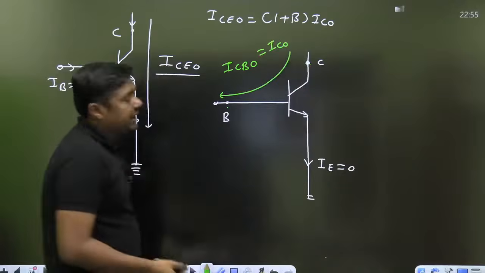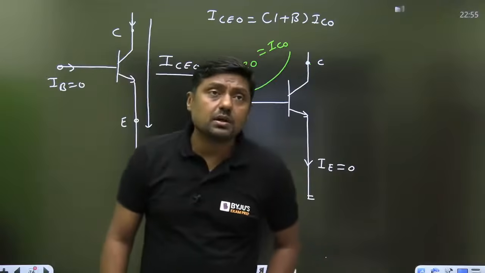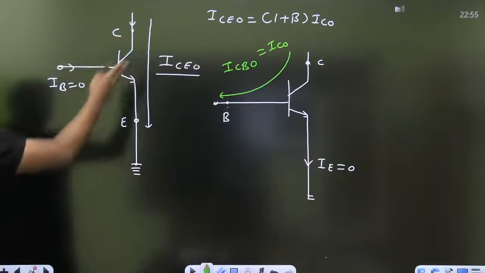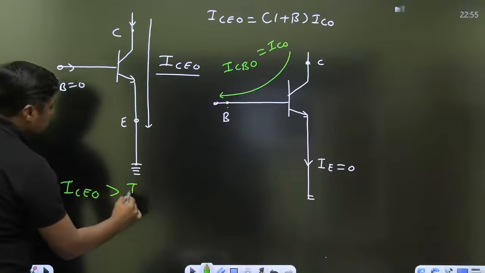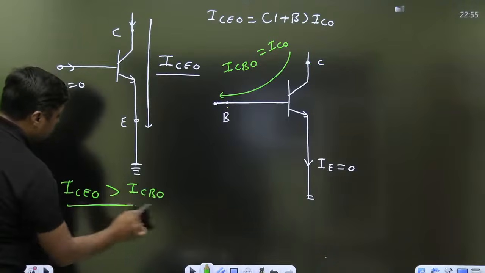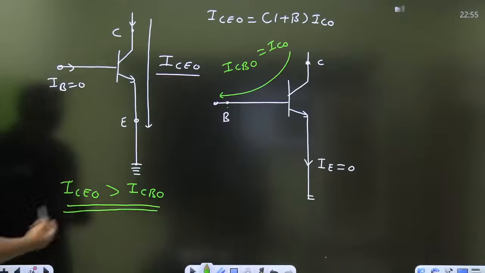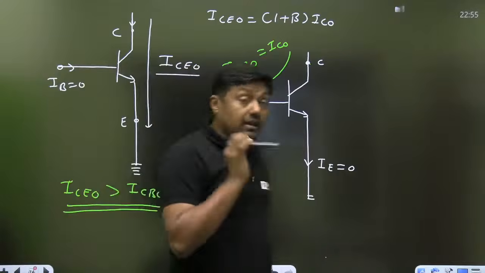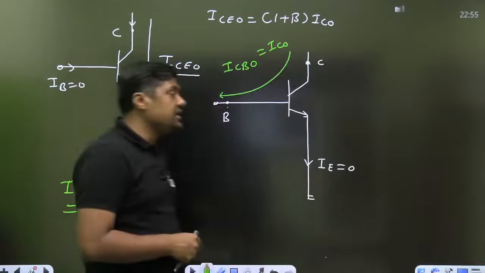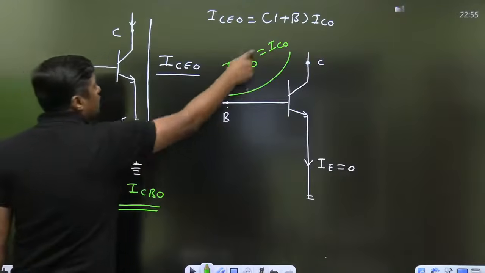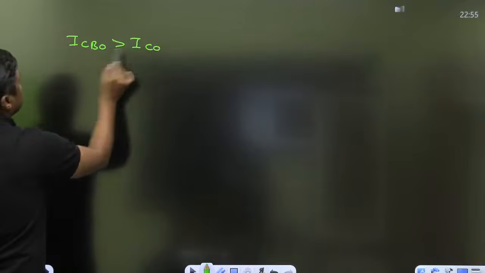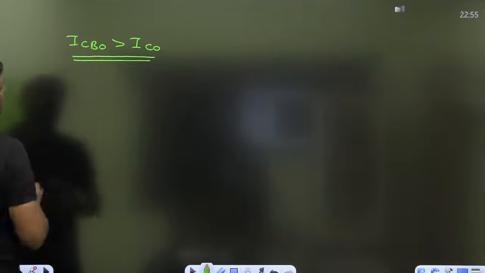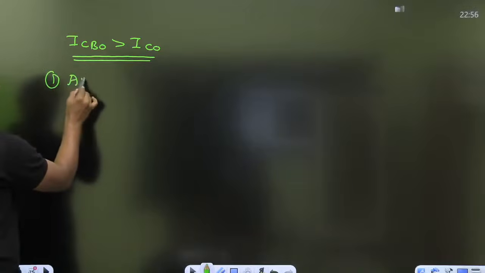It is the reverse saturation current when the collector junction is reverse biased. So directly you can say that ICEO is greater than ICBO, by 1 plus beta times. Sometimes we use that formula. And there is another relation between ICBO and ICO. This is for an ideal transistor. But for a practical transistor, ICBO is slightly greater than ICO because of avalanche multiplication.